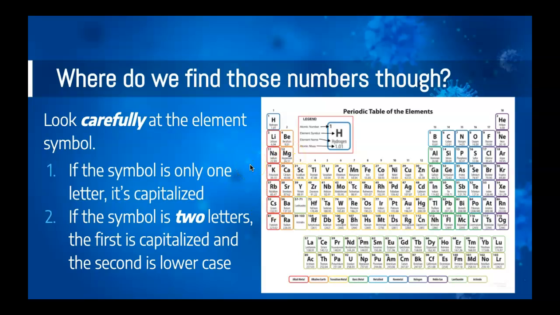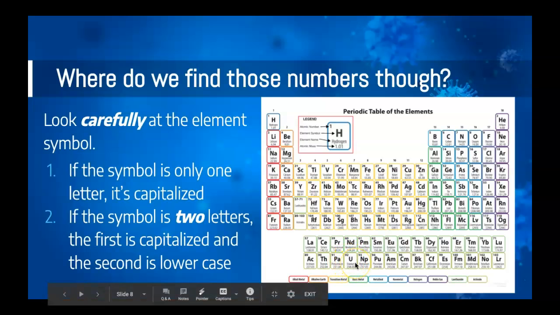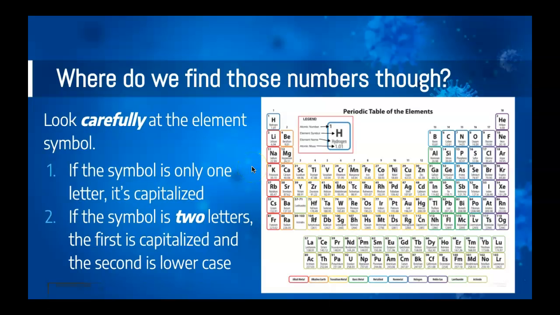That is important. You cannot write this incorrectly because, for example, if you were to write copper with capital C, capital U, it wouldn't be copper. It would be carbon and uranium. All right, so it's really, really important that when you're writing down the symbol for an element, the first letter is capitalized, and if there's a second letter, it has to be lowercase. If it's not lowercase, it's not right.